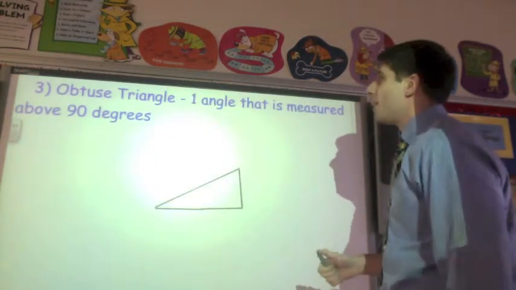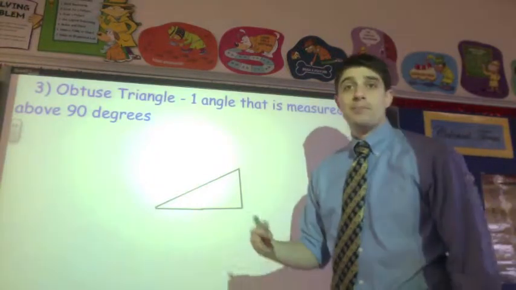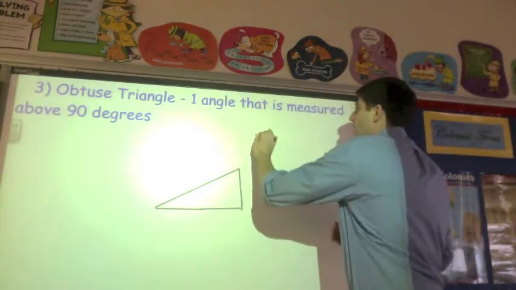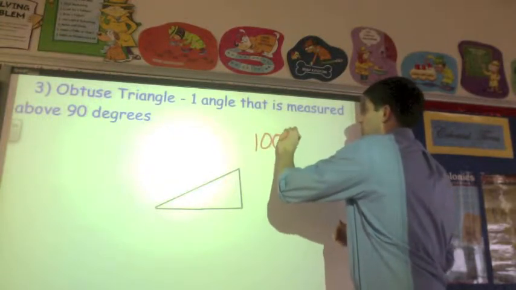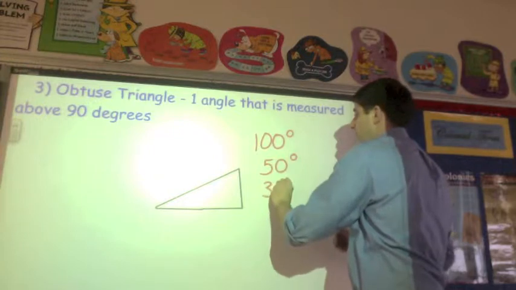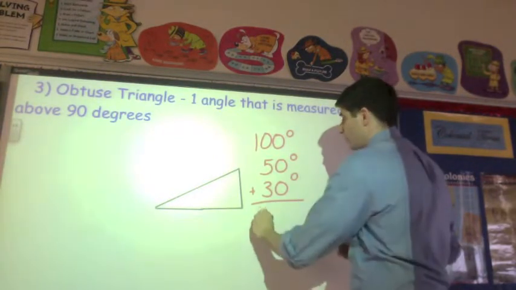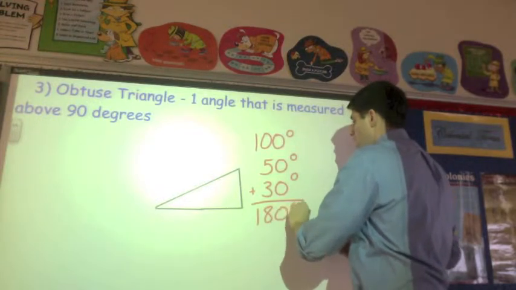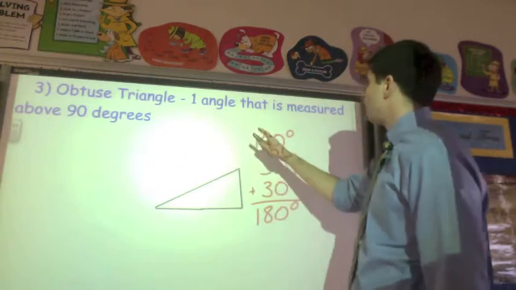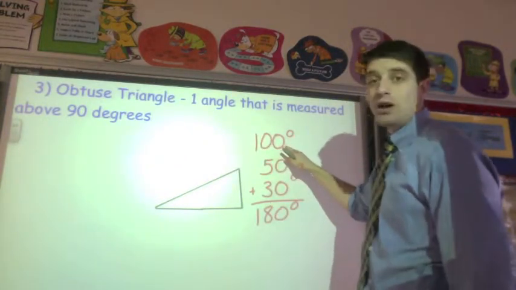Finally, we have an obtuse triangle where one angle is measured above 90 degrees. So I can have 100 degrees, I can have 50 degrees, and I can have 30 degrees. And that will give me, of course, 180 degrees. Remember, my obtuse triangle has one angle that is measured above 90 degrees, and that is 100 degrees right there.